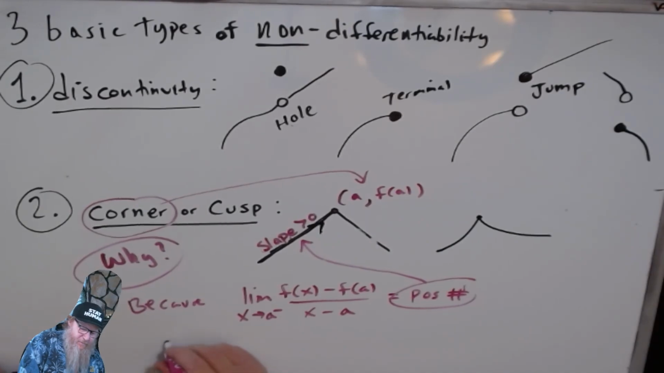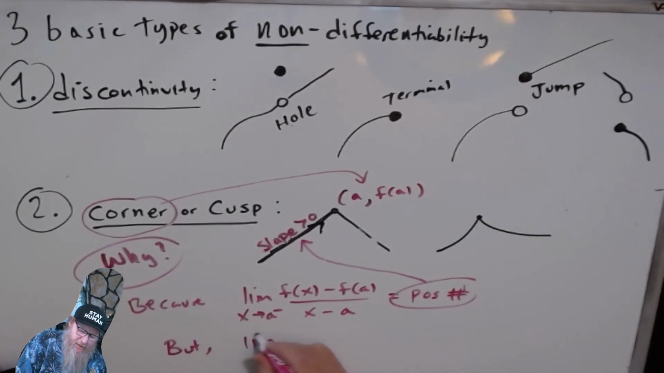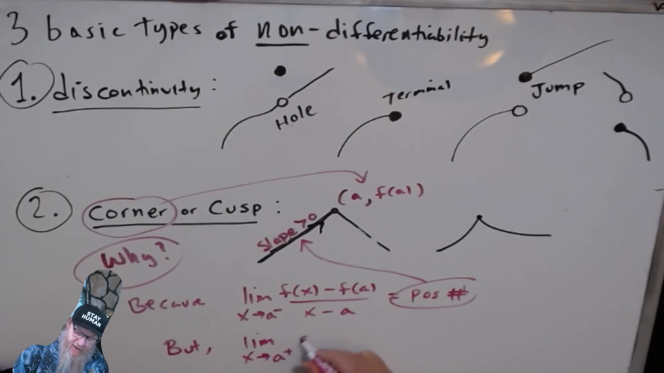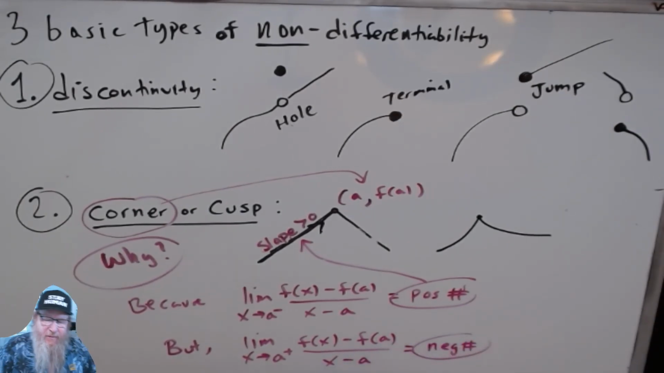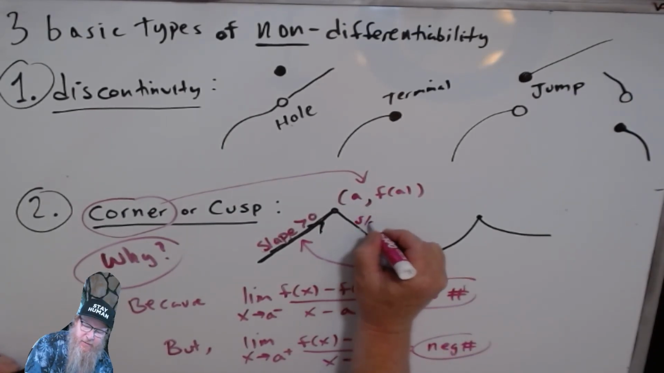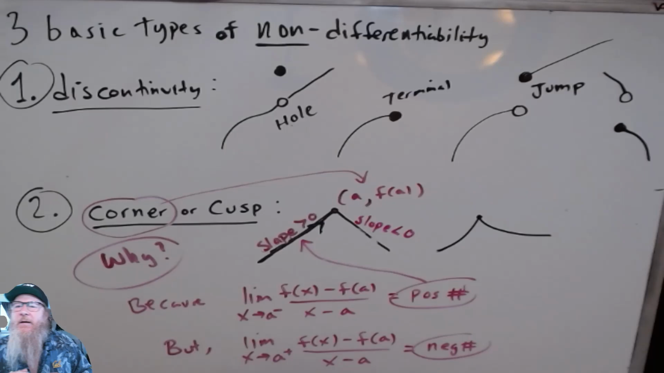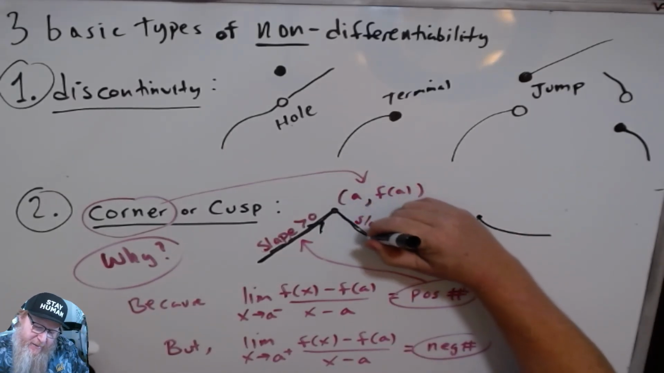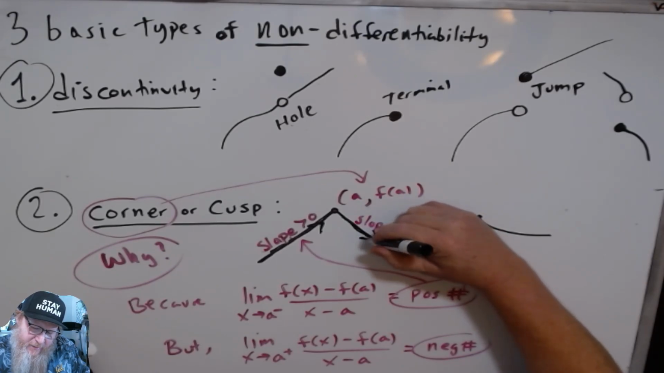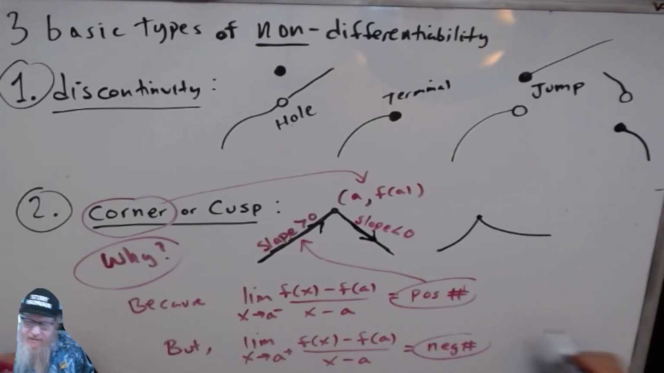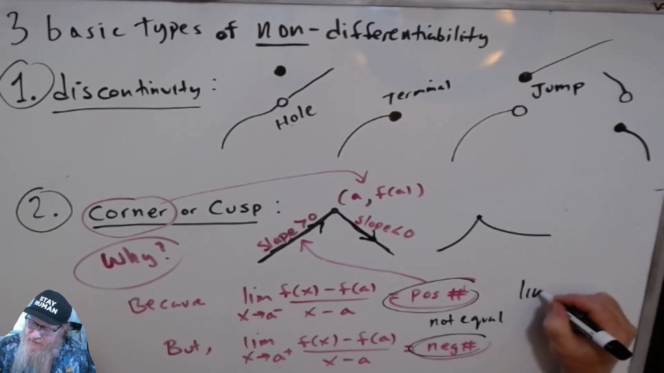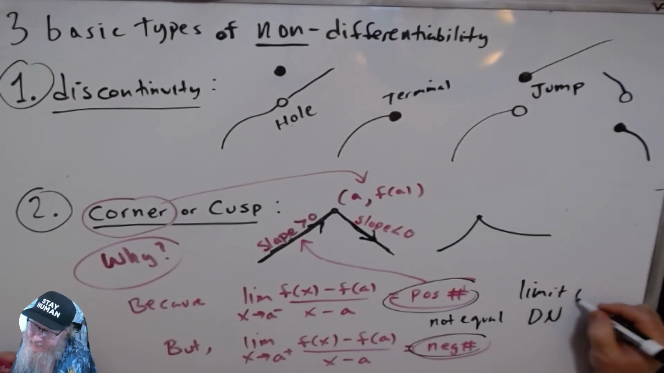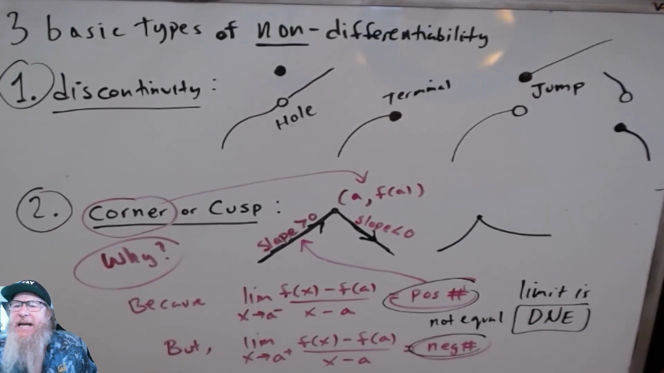But if you take the limit from the right side, you get a negative number. Yeah, over on this side. So the slope on this side is going down. The slope is negative. And so these are not equal to each other. Yeah, so the limit does not exist. So the limit is DNE.